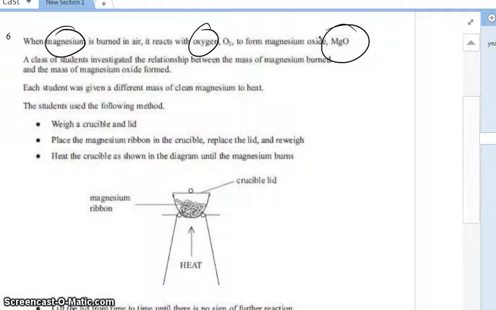Each student was given a different mass of clean magnesium to heat. The students used the following method. They weighed a crucible and lid, placed a magnesium ribbon in the crucible, placed the lid and reweighed. Heat the crucible as shown in the diagram until the magnesium burns. Okay, so there's the diagram of it.